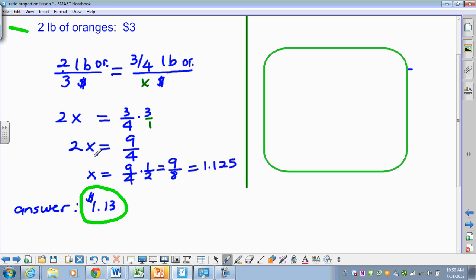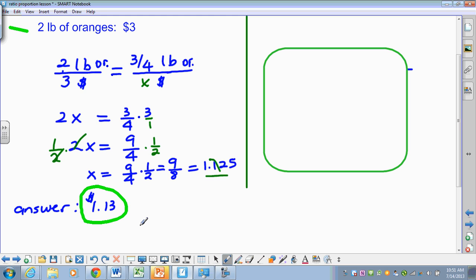How can we solve for x? We're going to need to get rid of that times 2 next to x, and we will do that by dividing both sides by 2. Dividing both sides by 2 can also be written as multiplying both sides by 1/2. That's the same idea. Multiply by 1/2, so the 2's cancel. And on the right-hand side you have 9/4 times 1/2. If you simplify that, you get 9/8, or as a decimal, typically dollars and cents rounded to the nearest hundredth, so we have $1.13 for 3/4 of a pound of oranges.